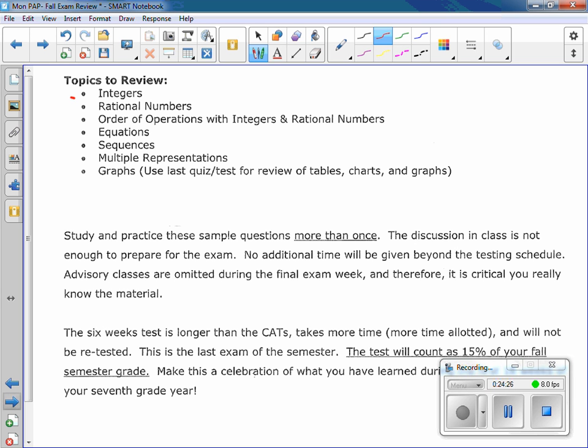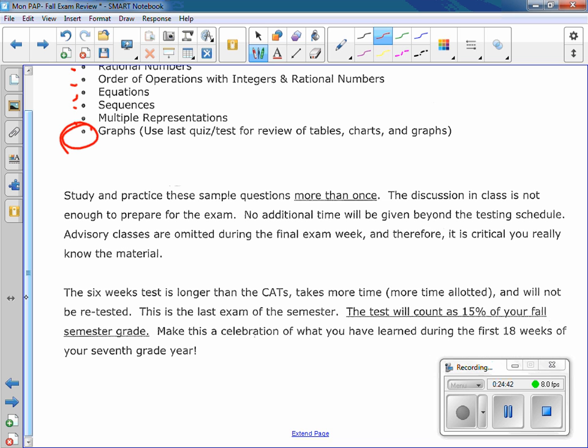Integers was in this review quite a bit, as well as rational numbers. There were some order of operations, equations, and sequences, and a little bit of multiple representations. But that graph stuff, not so much. So you need to make sure and go back and review the test that you took last Thursday that I handed back today. And then work them, rework them, and study it quite a bit.